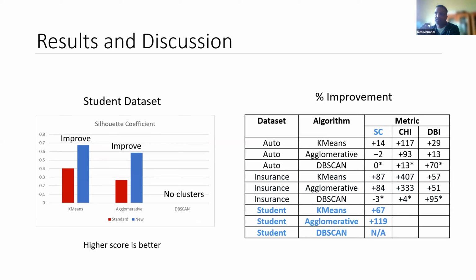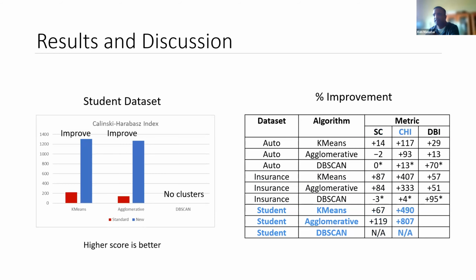And the last data set we used in the testing was the student data set. And here we see the same thing, but specifically for the DBSCAN, neither approach created any clusters according to the silhouette coefficient, right? And when we look at the Calinski, same thing, the k-means algorithm created clusters, the new approach was better. The agglomerative algorithm created clusters, the new approach was much better as well. But for both of them, the DBSCAN algorithm did not create any clusters, whether it was the traditional approach or the new approach.